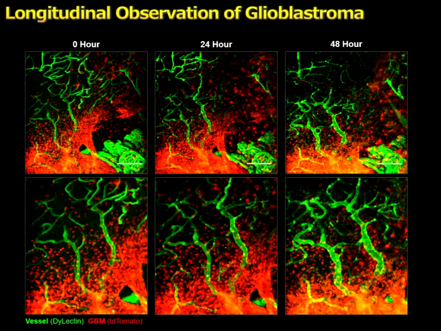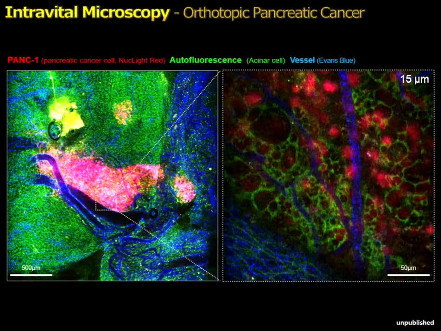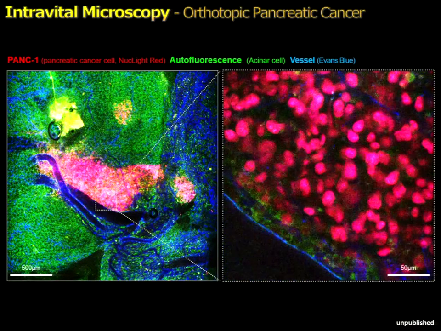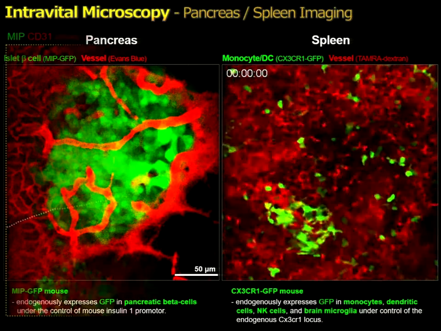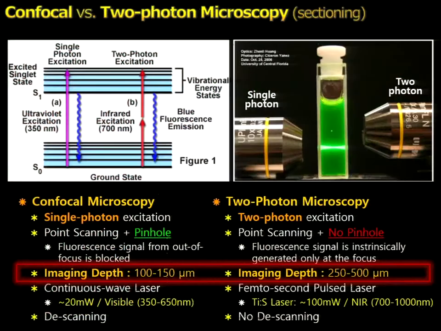This is the glioblastoma mouse model. And then change of the blood vessel, which happens very fast. Only after 48 hours, you can see the huge dilation of the blood vessel and the remodelings. And then this is the data we obtained from the pancreas cancer model. And then this pancreas, spleen, also this is kidney. So basically we can image almost every tissue and organ in in vivo conditions.